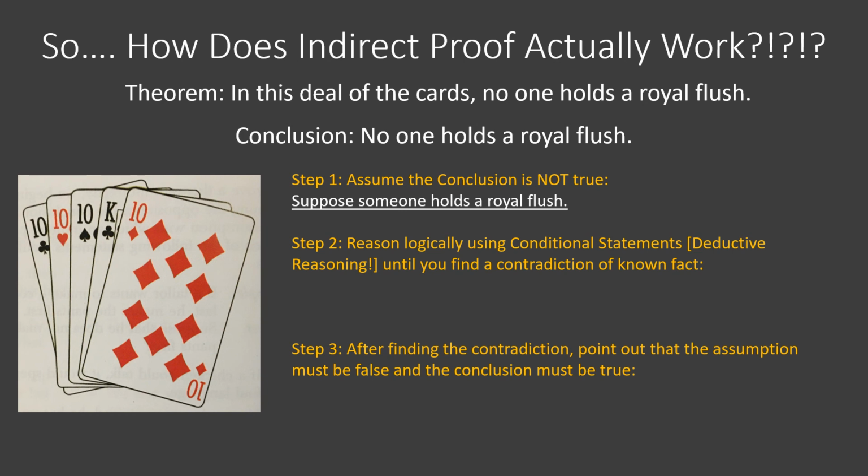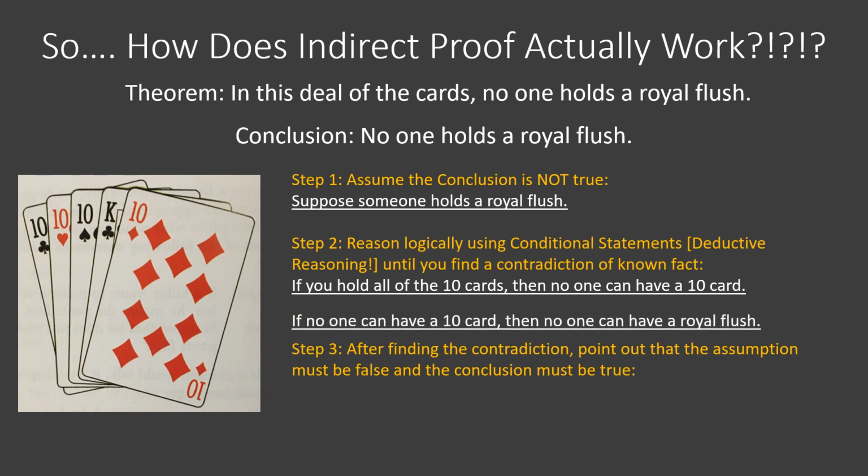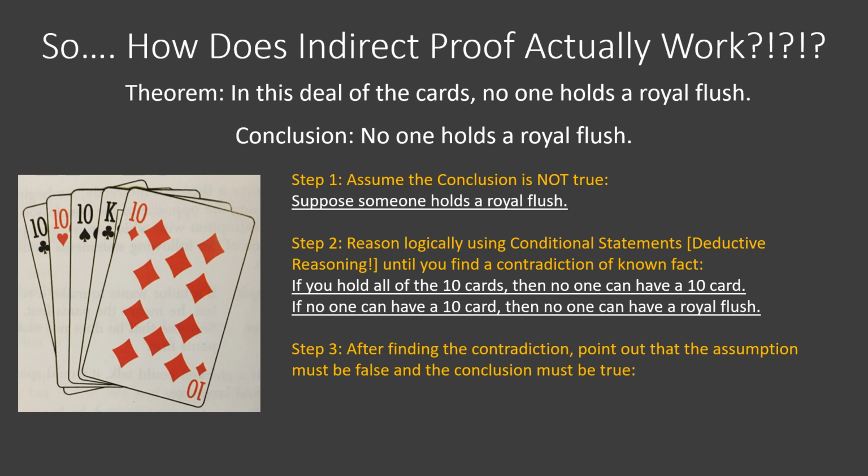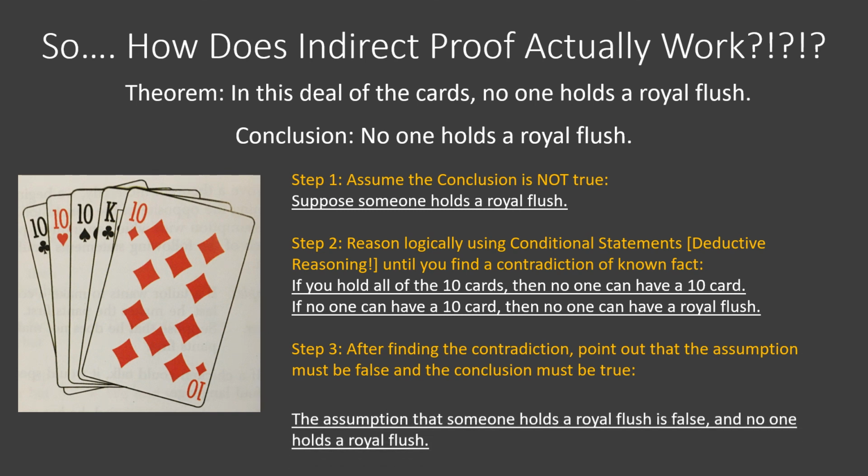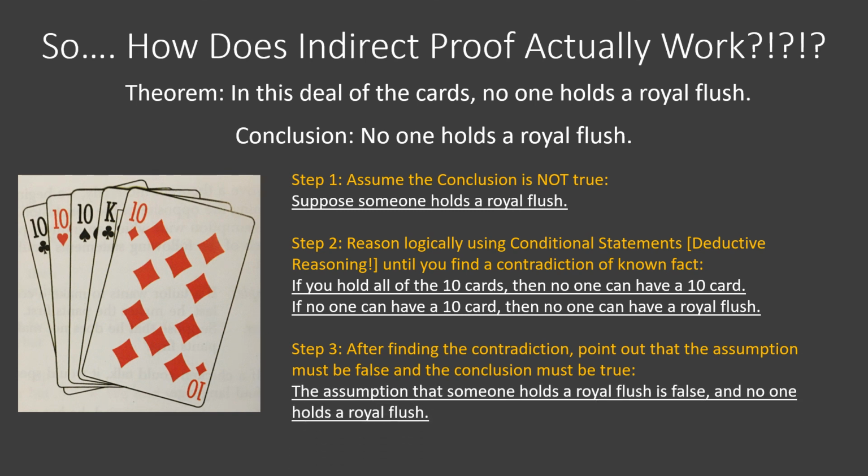So if our conclusion says no one holds a royal flush, then a way to assume the conclusion is not true is to say, suppose someone holds a royal flush. Now, when we move on to thinking logically about this with conditional statements, we'll say, if you hold all of the 10 cards, then no one can have a 10 card. And if no one can have a 10 card, then no one can have a royal flush. That right there shows us our contradiction. So then we go back and say that the assumption that someone holds a royal flush is false, and no one holds a royal flush.